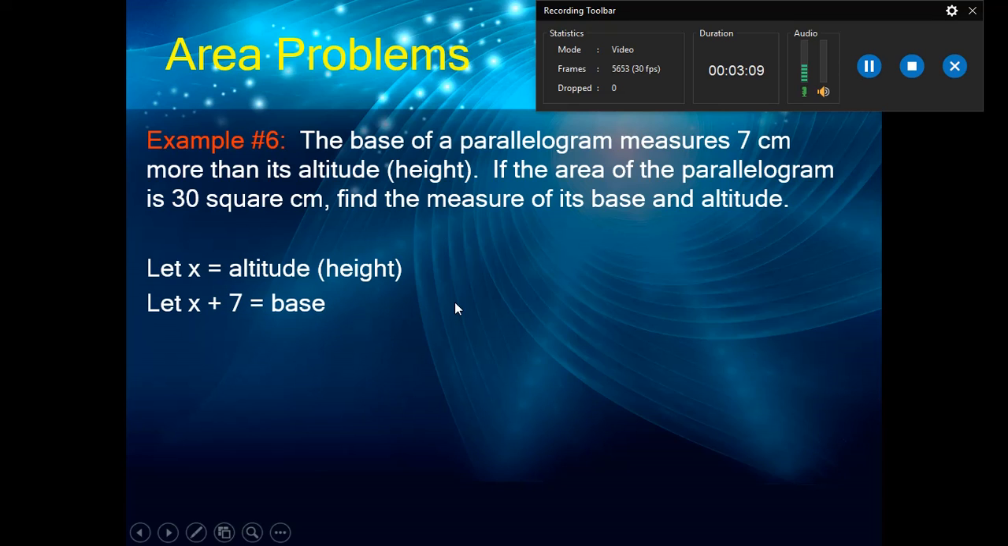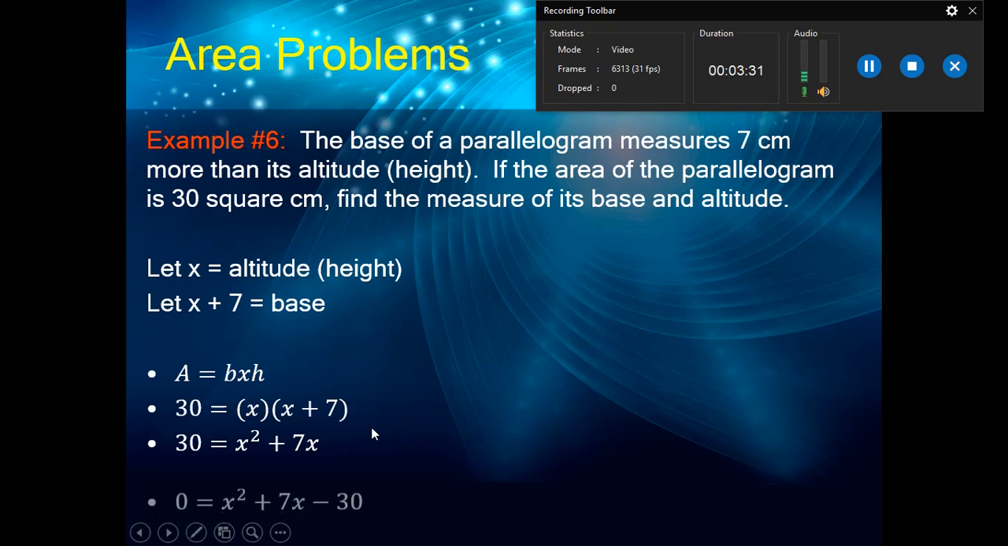A parallelogram is a tilted rectangle, but the formula is still base times height or length times width. We're going to sub in all the parts that we know. We do know the area. Make sure you put the quantity of x plus 7 in parentheses, and then we're going to distribute. And then knowing that it's quadratic, I'm going to subtract 30 to get all my terms on the same side.